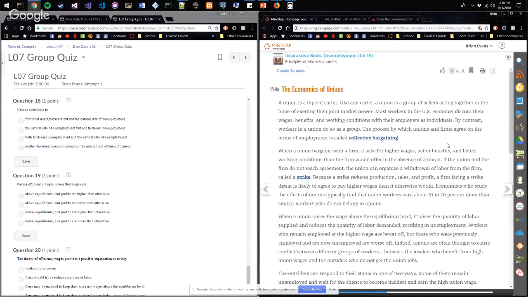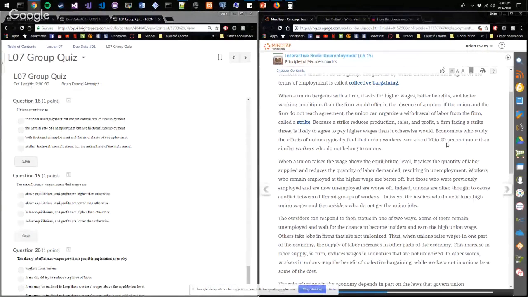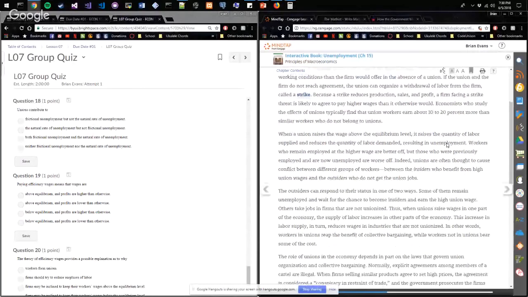Union is a type of cartel. And collective bargaining. When a union raises the wage above the equilibrium, it raises the quantity of labor supplied and reduces the quantity of labor demanded, resulting in unemployment. Workers who remain employed at the higher wage are better off, but those who were previously employed are now unemployed and worse off. Unions are often thought to cause conflict between different groups of workers, between the insiders who benefit from the high union wages and the outsiders who do not get the union jobs.